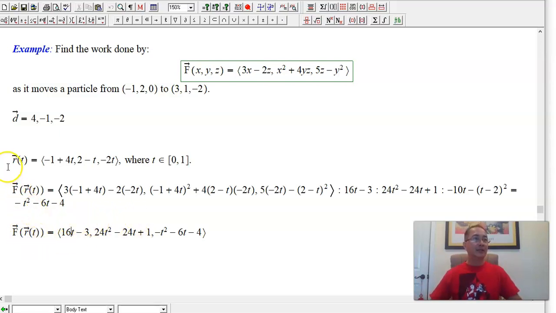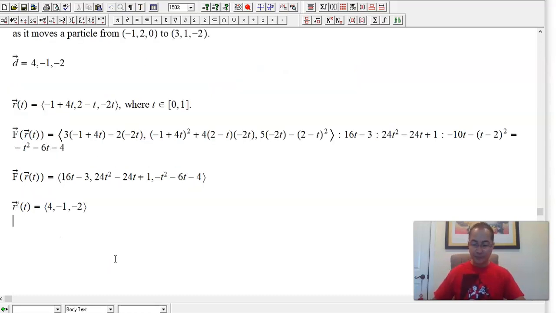And the next step is r prime of t. What is r prime of t? Take the derivative of every component. First one is just 4. Second one is -1. And third one is -2. Ooh, where have I seen that before? 4, -1, -2. It's right there. Of course, the direction vector is the derivative of your parametrization. We saw that at the beginning of the chapter.